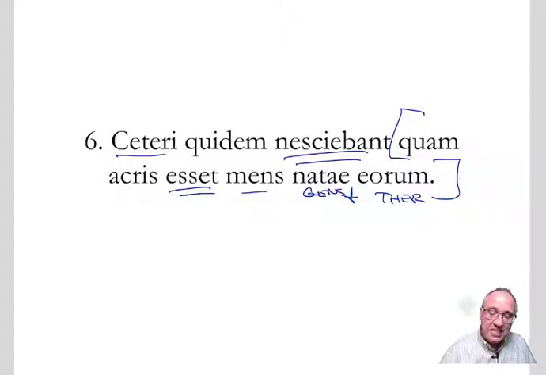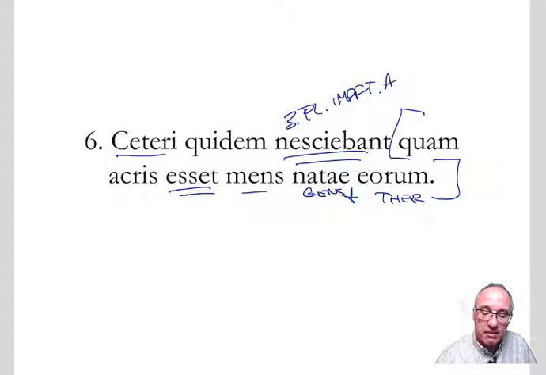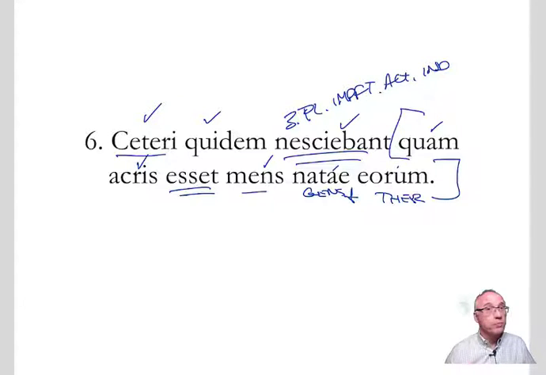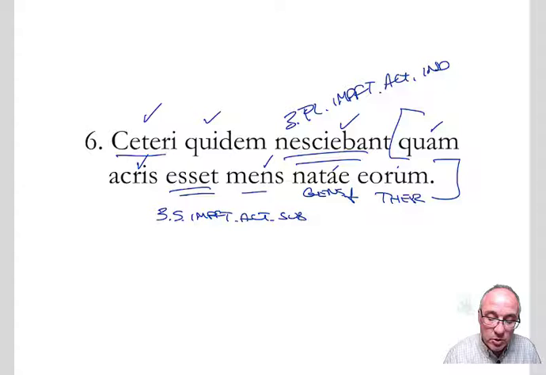The rest, indeed, did not know, third person plural, imperfect active indicative. But notice I'm keeping the same word order. The rest, indeed, did not know how sharp the mind of their daughter was. The only modification in the English is moving that subjunctive, that imperfect subjunctive. Okay? Third person singular, imperfect active subjunctive, because you know it's the imperfect because the ending is right on that second principal part.